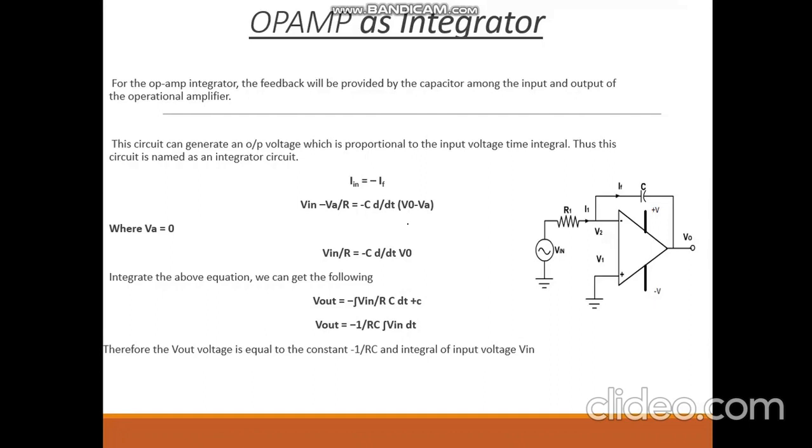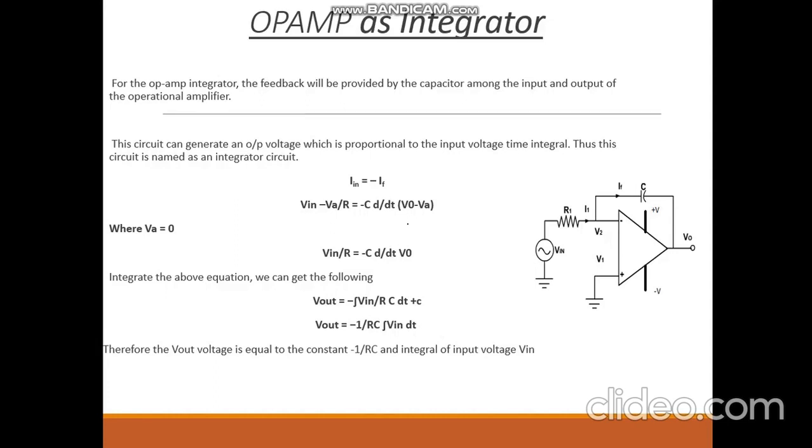Now let IN be the input current, and IF be the feedback current which flows through the capacitor C, and IN be the input current which flows through the resistor R to the inverting input terminal. So IN is equal to minus IF. So (Vin minus Va) upon R is equal to minus C d/dt of (Vout minus Va), where Va is nothing but V2, and it is equal to 0. So therefore, due to virtual ground, it is 0.